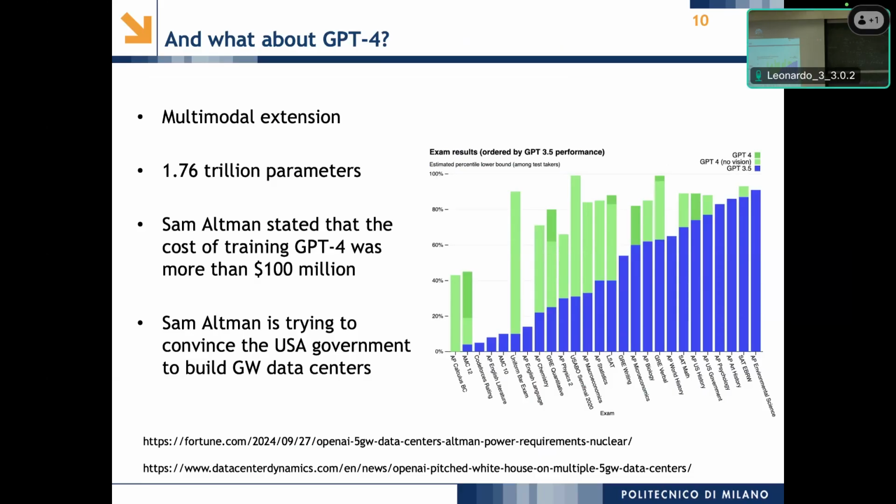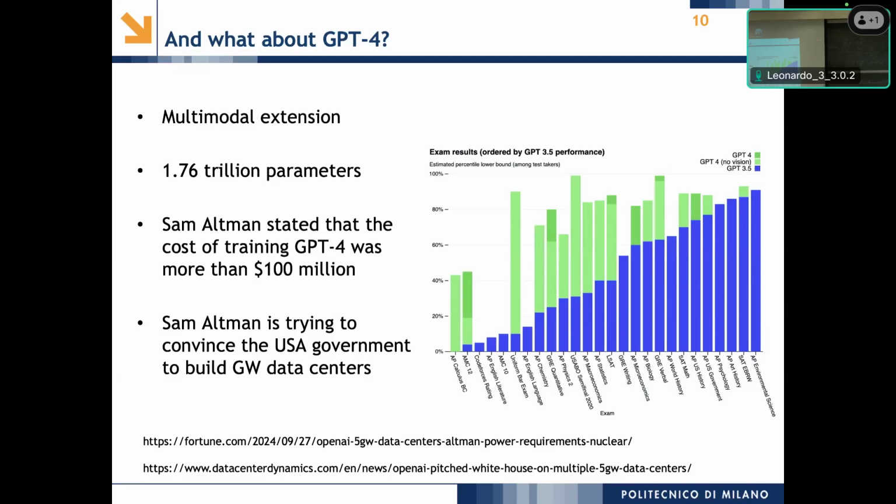These are some results on the accuracy you achieve. It's also multimodal, because before, with GPT-3, you could manage only text. With the new model, you can also process images. For example, you upload documents including text and images, and you can query both text and images.